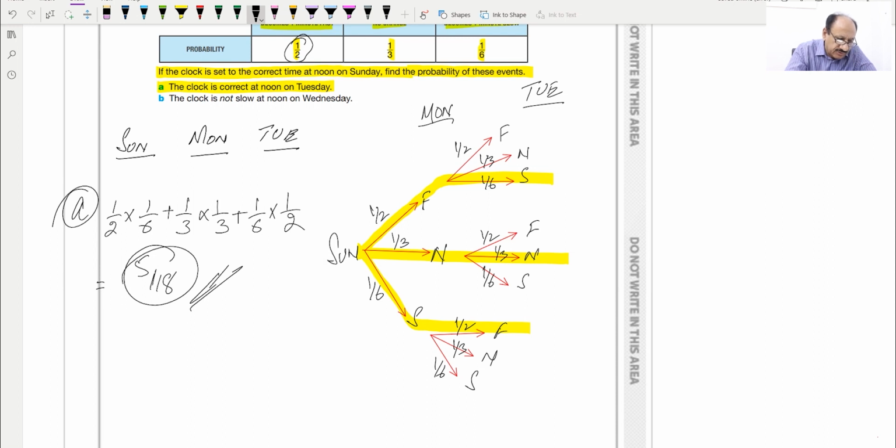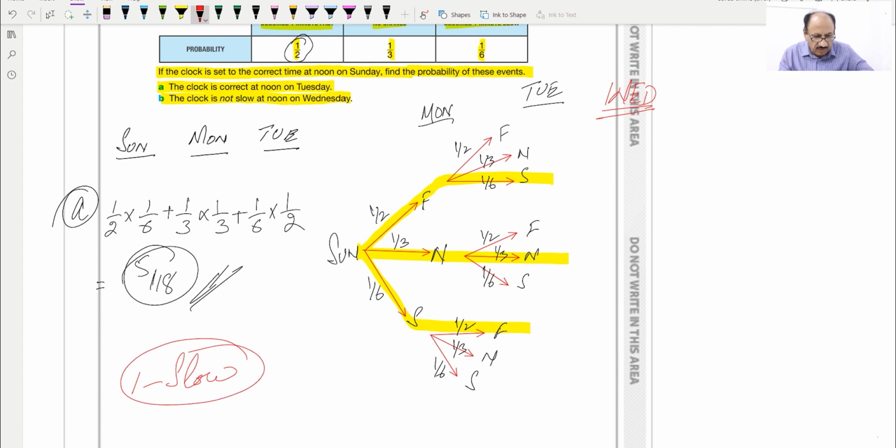B part says the clock is not slow at noon on Wednesday. So we have to consider Wednesday also. So next Wednesday will be like this one. So not slow. So we can take the complement. If we take 1 minus slow, that will give us the answer for not slow.